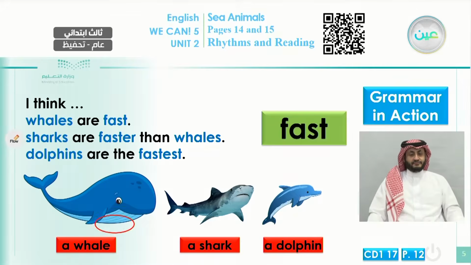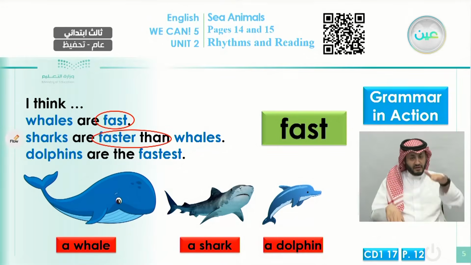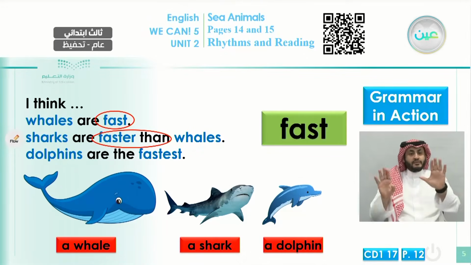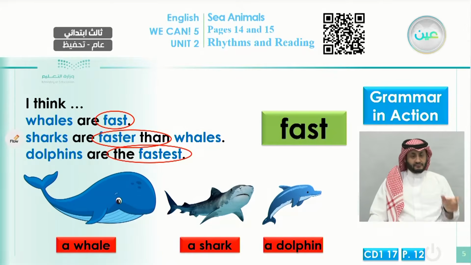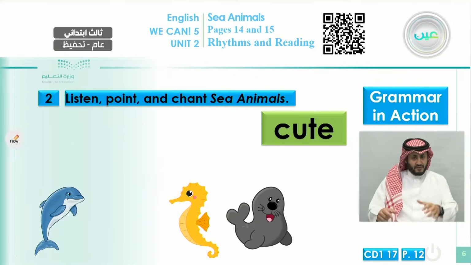So here in these three sentences, we use the adjective fast, and we use also the comparison, we're saying faster than, and we use the superlative, the fastest. So the speaker here thinks that dolphins are the fastest. So faster than sharks and faster than whales.